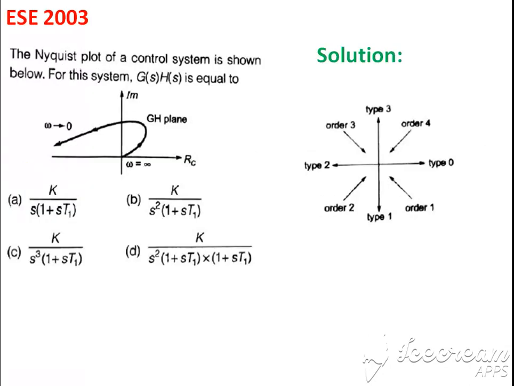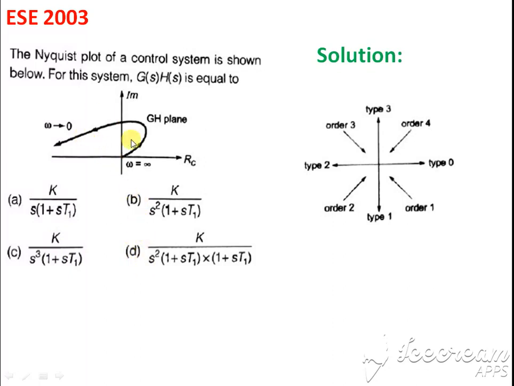Second problem, the Nyquist plot of a control system is shown below. For the system G(s)H(s) equal to, we need to find the transfer function corresponding to this Nyquist plot. Here when omega is equal to 0, the angle is minus 180. It indicates a type 2 system. Type 2 means option A and option C are not the answer. So now we need to check B and D.